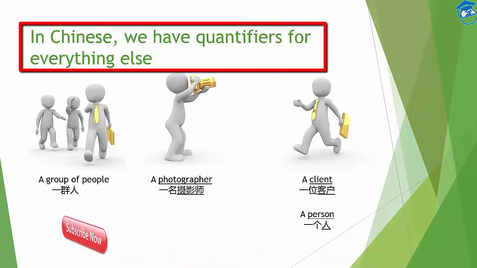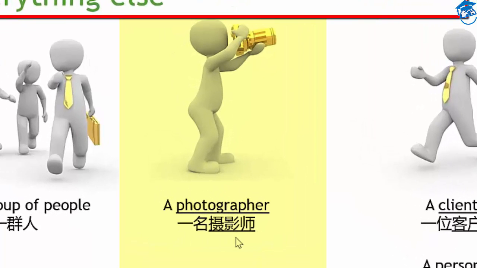Okay, but in Chinese, we have quantifiers for everything else, like a group of people, a client, a person. So for example, a group of people, because you need to tell people how many people are there. When we say a photographer, the underlying word is photographer. But between the number 1, which is the quantity, and the object, in this case the photographer, we have something in between. And that is called the quantifier for this person. And this quantifier is usually used for a person's occupation.